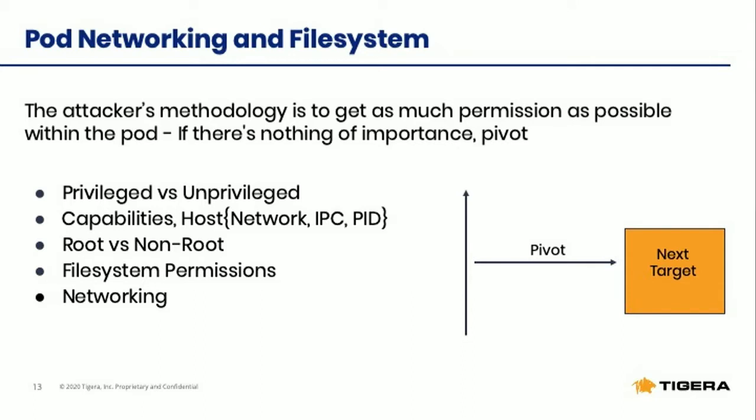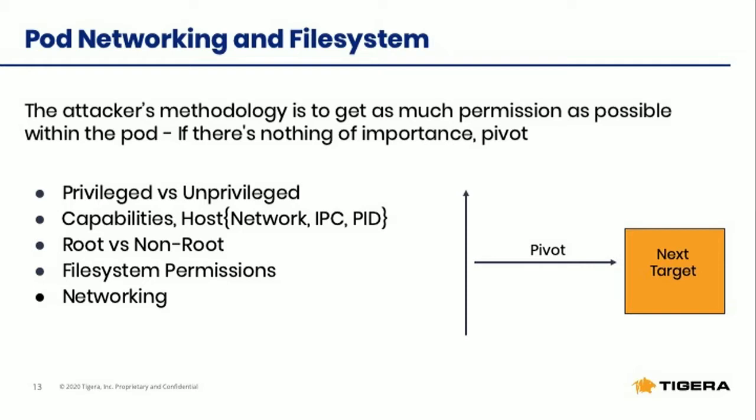So next, the attacker will want to look at the pod networking and file system. Here, what the attacker is trying to do is get as much access as possible in that pod. The more, the better in their view, and they try to find all the interesting secrets or data that they can retrieve in that pod. And once they're done, they would then start looking around nearby pods or any other targets that they can reach. And then they're going to do it over again when they get in, until they find what they need, or they find enough that they can then either escalate into accessing the node or just having admin access to the cluster.